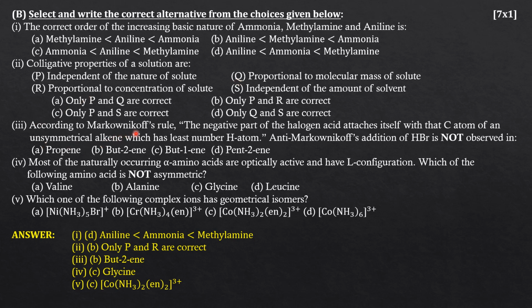Now, in question number 3, it is related to the Markovnikov's rule. So, see, if you don't read this question properly, you will miss this word not. And that is why, if you see the original paper given by the council, the specimen paper, you will see this word not is written in capital and in bold form to make you understand that you should read the question properly. If you don't read it properly word by word, you may miss this word not and you may write some other option as the answer.